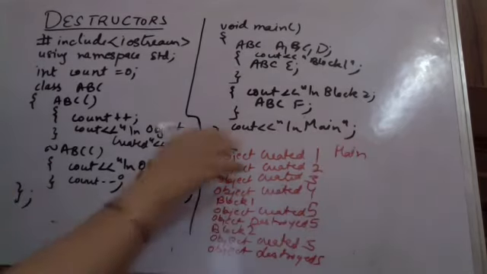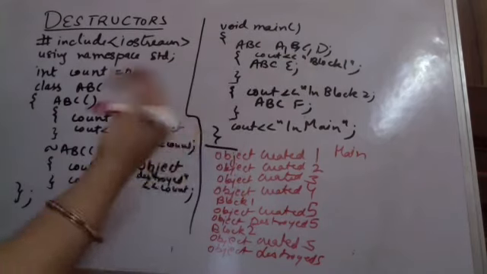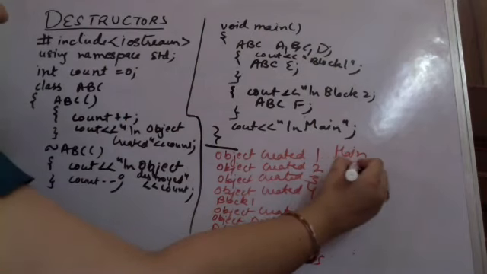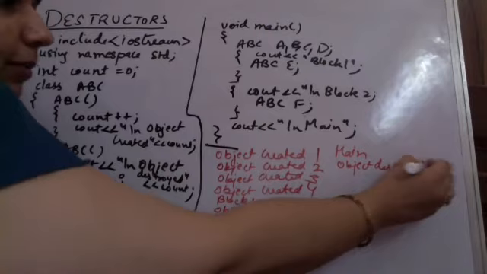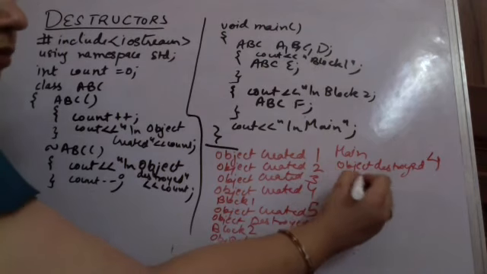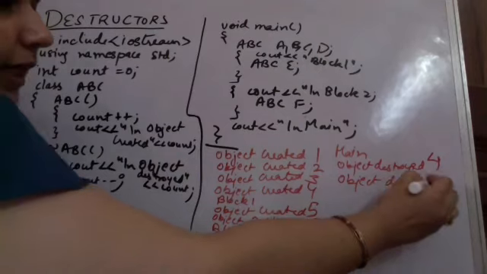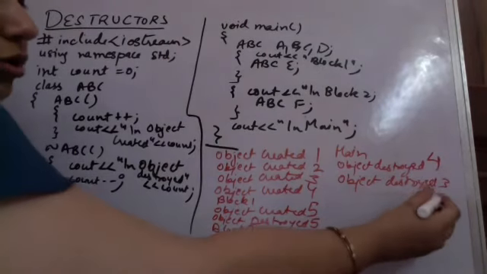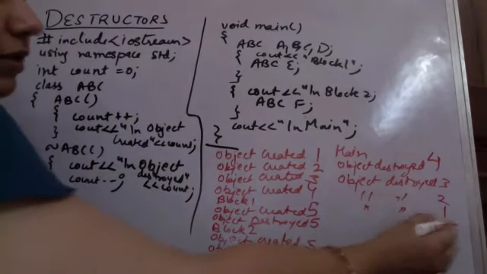अब जब main भी खत्म हो जाएगा, then you will be destroying these objects. So when you will be destroying these objects, you will be getting object destroyed and you will be getting 4. Instead of 1, you will be getting 4. Understand? This is the order in which the objects will be getting destroyed. Object destroyed, then you will be getting 3. Then object destroyed 2, 1, similarly, and then your program will stop.